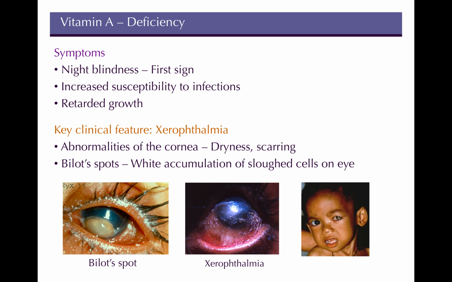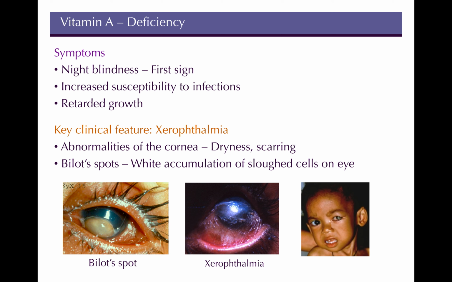And then the next sign is that these kids or people would get increased susceptibility to infections. And then in children, their growth is slowed just because, as we know, retinol is involved in growth. And then there's also gene expression and cell proliferation. So if you don't have enough vitamin A, you can end up a lot smaller in stature if you were greatly affected by this as a kid.